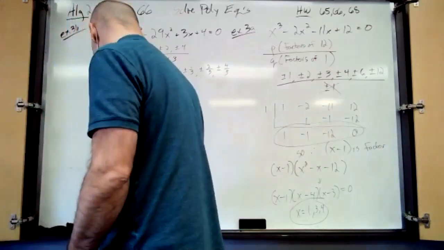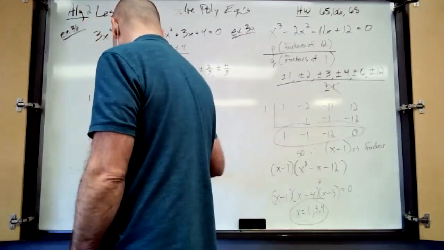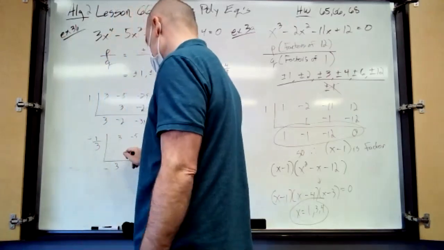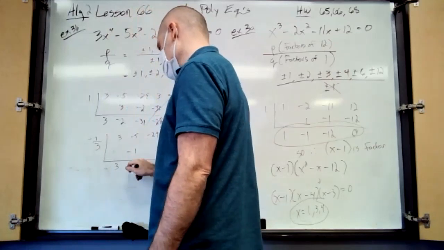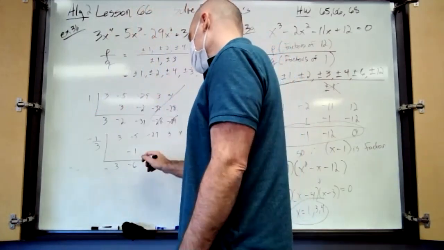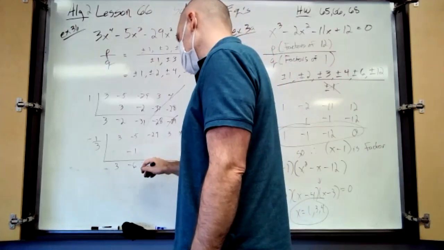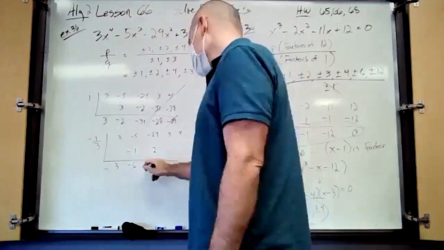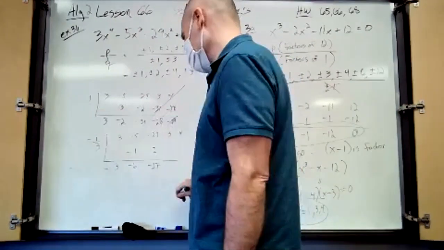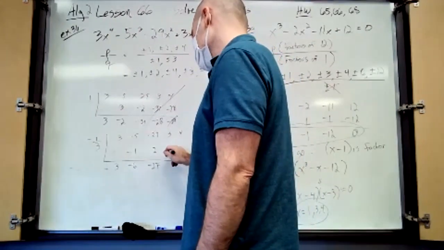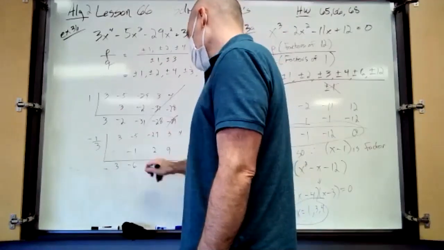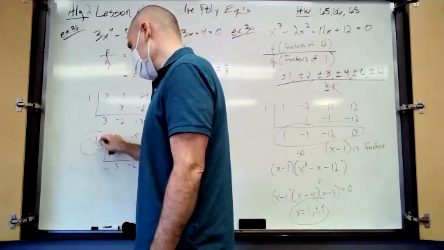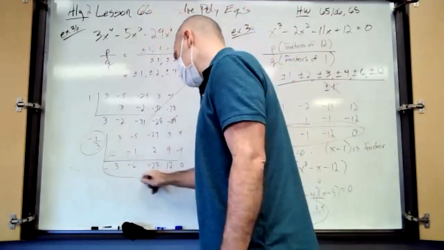Oh, wait, no, here's what I want to try. I want to try negative 1/3. That'll be easier. So then you get negative 1, and then you get negative 6. Okay, multiply by negative 1/3, you get positive 2. And then add those together, you get negative 27. Multiply, you get positive 9. Add, you get 12, multiply, you get negative 4, comes down 0, boom. So negative 1/3 is a factor, and so is this.